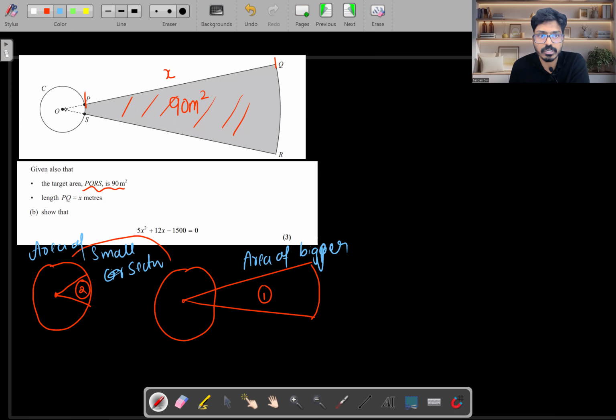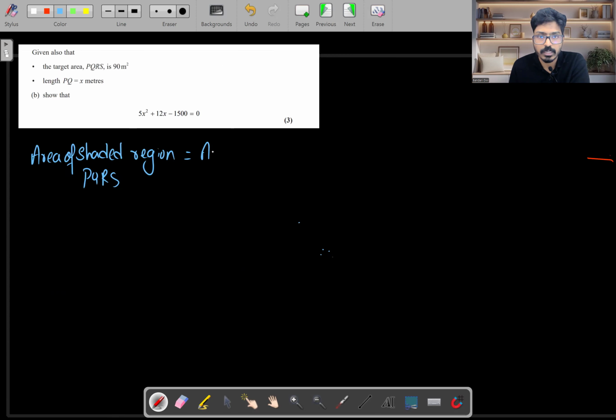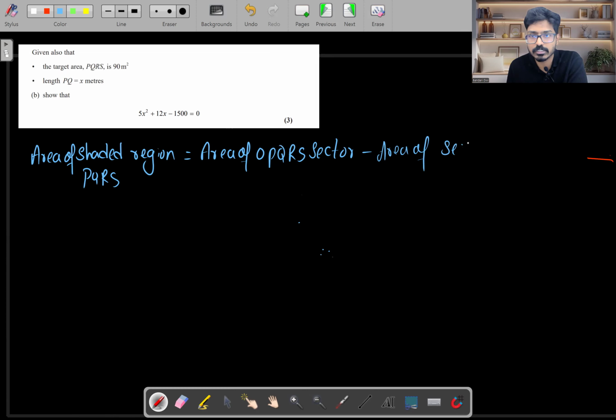So to find the area of the shaded region, we have to subtract the area of the bigger sector minus the area of the smaller sector. Okay, so now we have to use the formula. What is the area of the bigger sector? The area of the bigger sector, which is OPQRS, and then subtracted with the area of the smaller sector. We can subtract that. What is our smaller sector? It is going to be OPS, right?